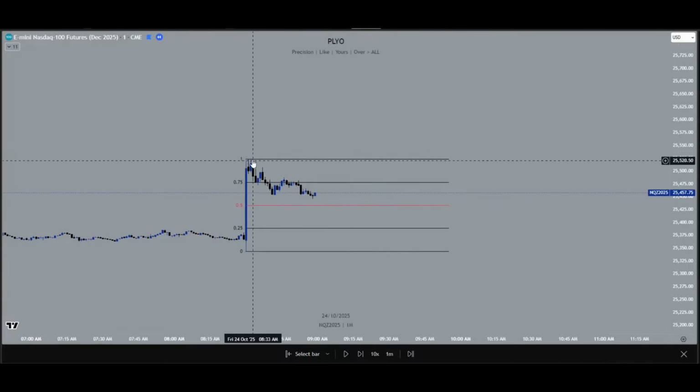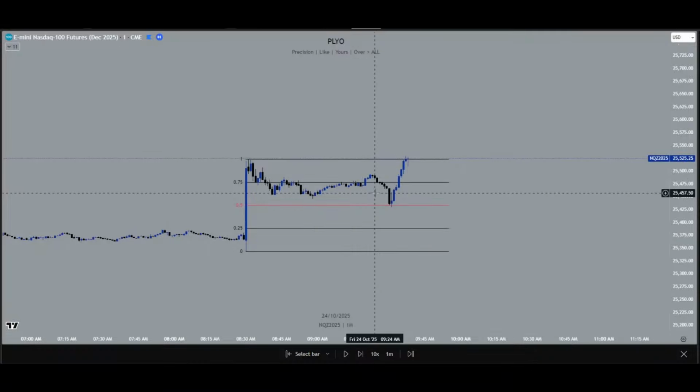This is a swing low. This is a swing high. We start dipping down. Where are we going to hit? 50. Fast forwarded on the 1-minute here, you can see we dipped down to 50. Where did we go after that? Back to the dealing range high. It really is that simple, guys.